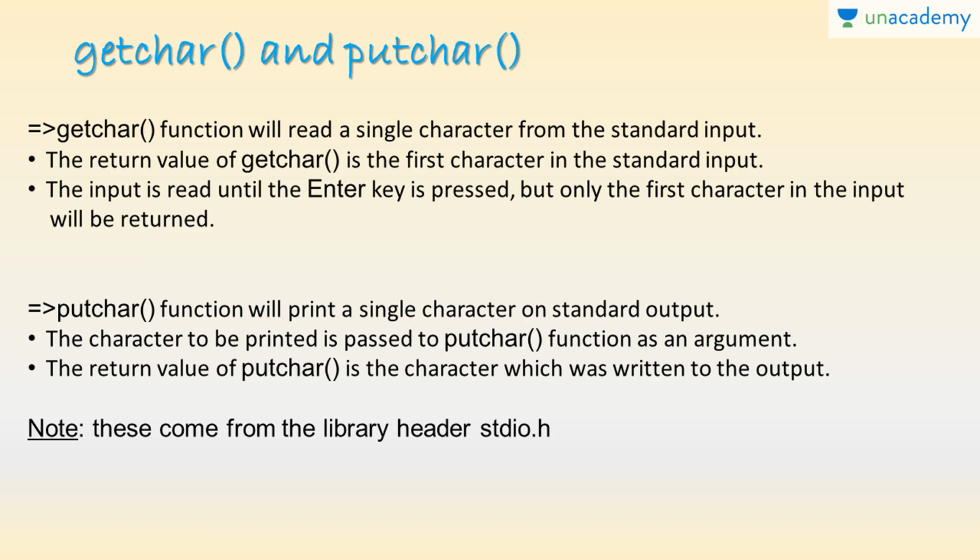In putchar, what will happen is that it will print a single character on standard output. Getchar reads a single character, putchar prints a single character. The character to be printed is passed to the putchar function as an argument. The return value, the output we will see on the screen, is the character which was written to the output. Getchar and putchar functions are part of the standard C library header stdio.h.